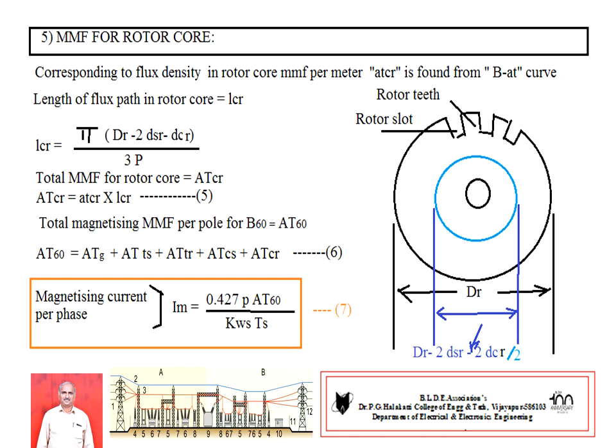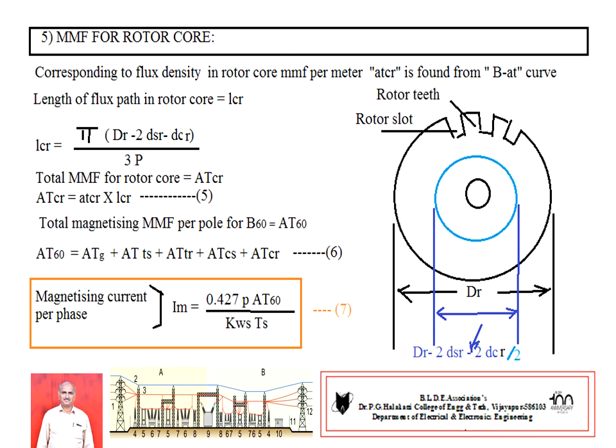So next you go for length of flux path in rotor core. Length of flux path in rotor core is given by pi D by 3P. D you replace by this diameter. Once you know the LCR, it becomes easy. So total mmf of rotor core must be equal to mmf per meter of rotor core into length of flux path in rotor core.